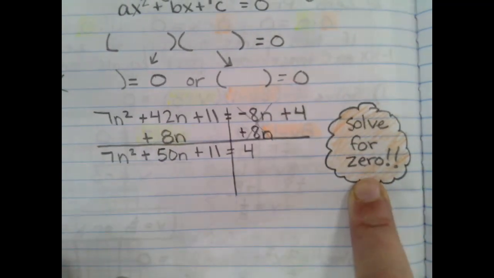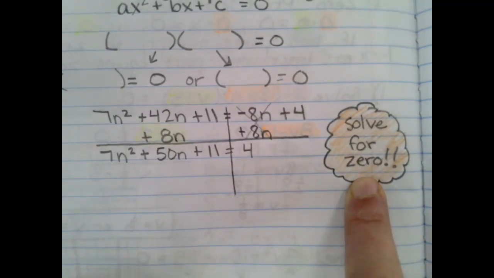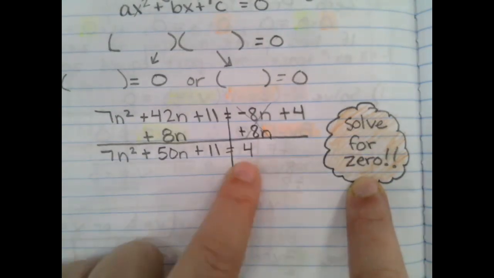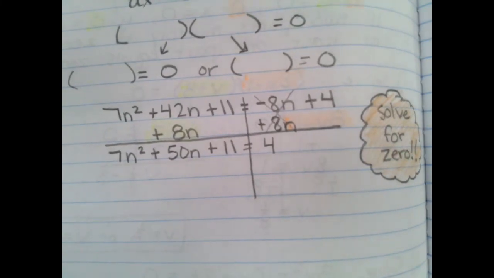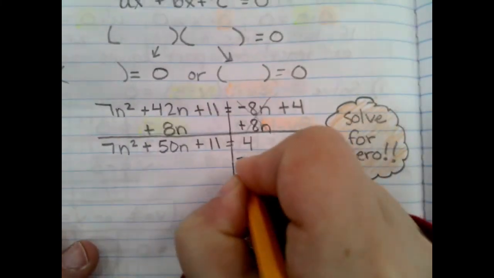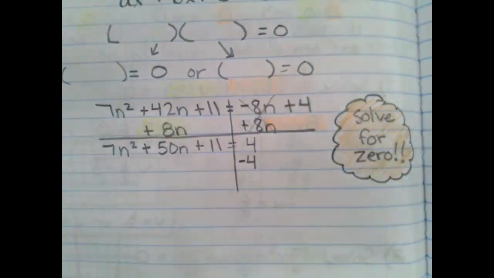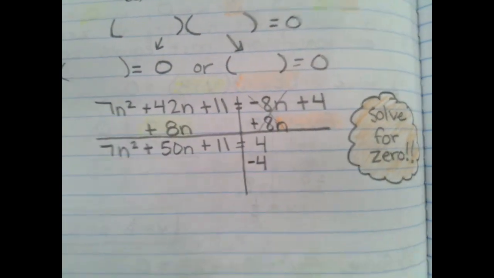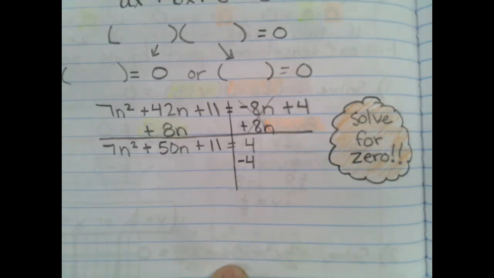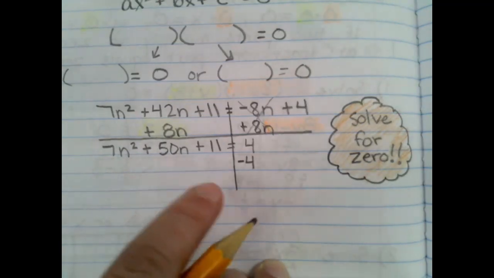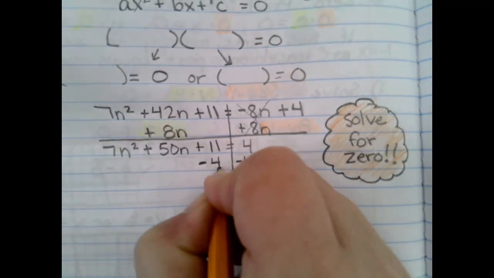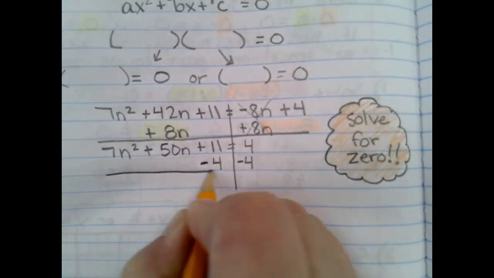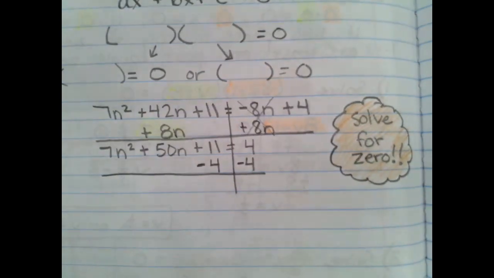All right, have I solved for 0? Does it equal 0 yet? No, so I still need to get rid of everything on this side. I have a 4. I need to get rid of that 4. How do I get rid of a positive 4? Good, minus 4. And if I do it on one side, I have to do it on the other. And where on the other side would I do that? To the 7, the 50, or the 11? Good, the 11. Why? Good, constants. They're both by themselves. They have no variables. Amazing.